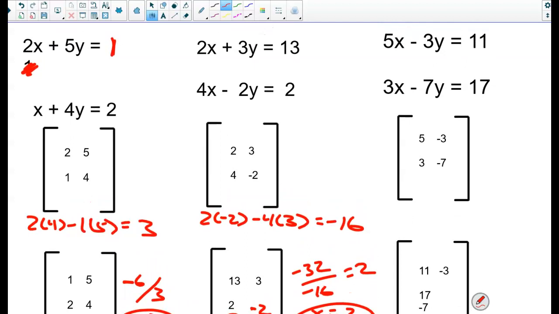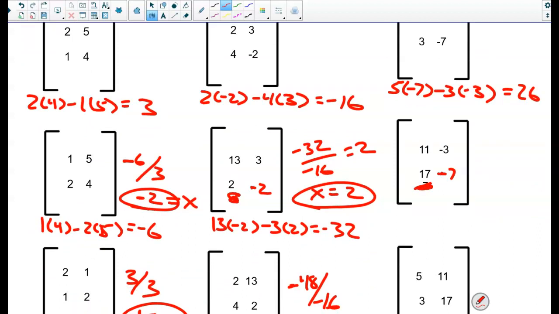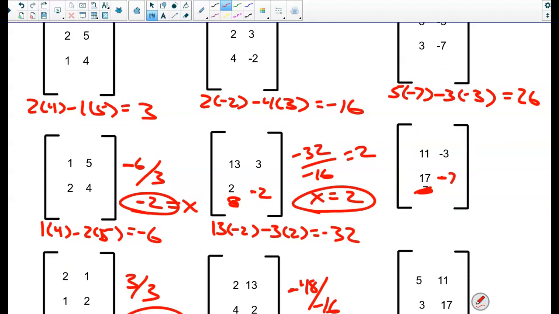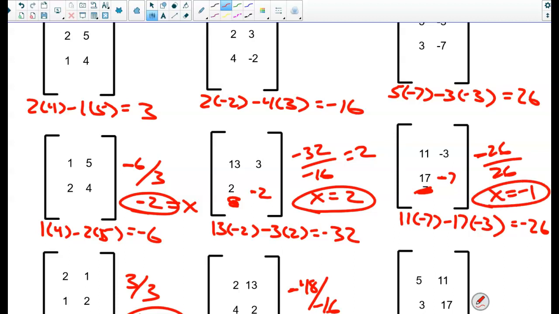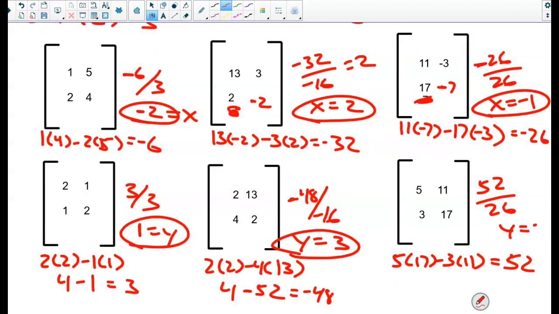Okay. And then finally, 5 times negative 7 minus 3 times a negative 3. Negative 35 plus 9 is 26. I replace that x column with 11, 17. We keep the y column of negative 3, negative 7. And we get 11 times negative 7 minus 17 times a negative 3. Negative 77 minus a negative 51 gives me negative 26. Negative 26 over 26, my x equals a negative 1. Finally, 5 times 17 minus 3 times 11, that's 85 minus 33, that's 52. And 52 over 26, my y equals 2.